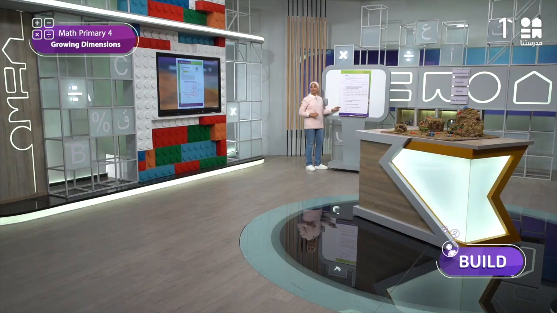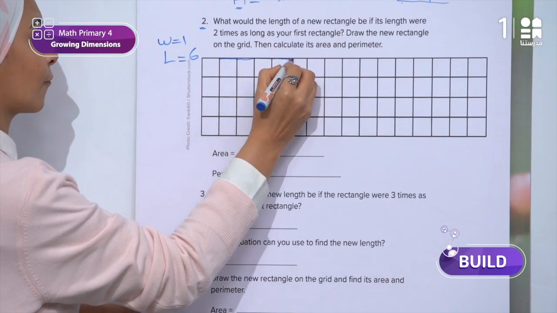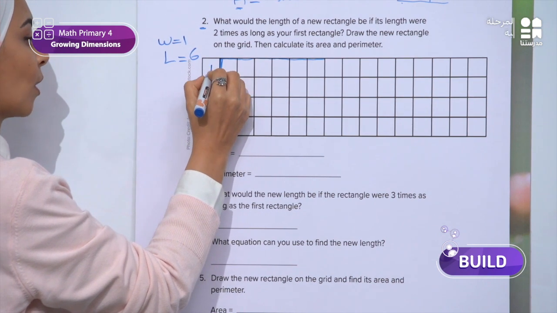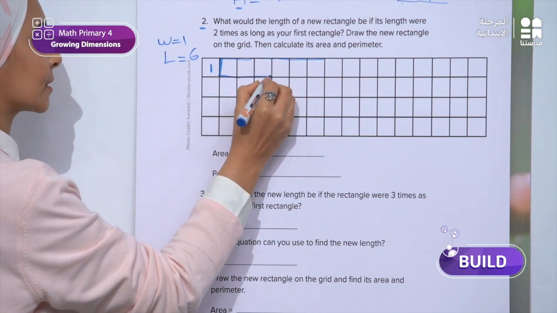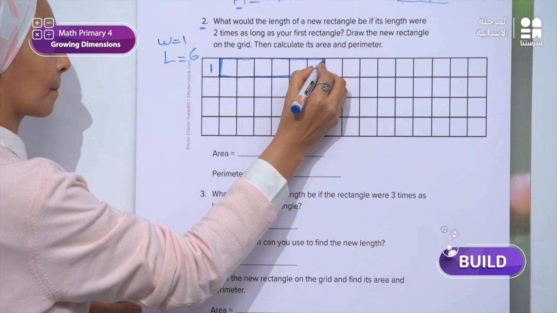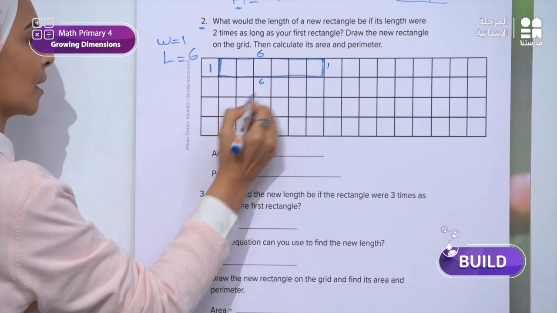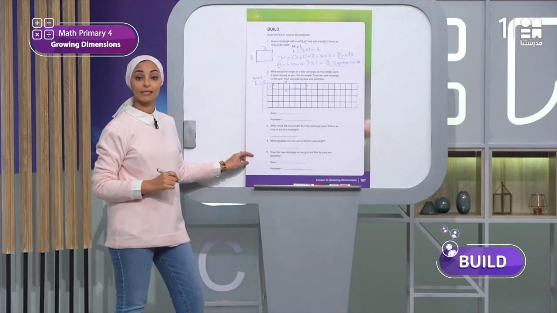تعالوا نرسمه بقى على الجريد بتاعي. This is 1 2 3 4 5 6 and this is 1. يبقى الويدث بتاعي 1 as you see والlength بتاعي 6 as you see. يبقى here's 6. Of course this is 1 and this is 6. يبقى ده الريكتانجل الجديد بتاعي.